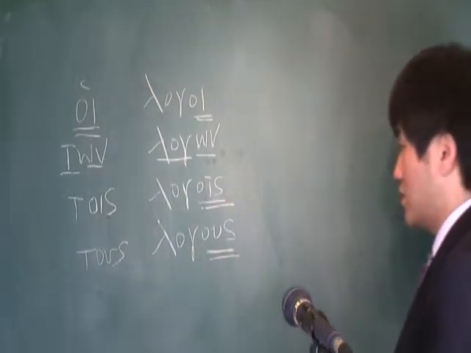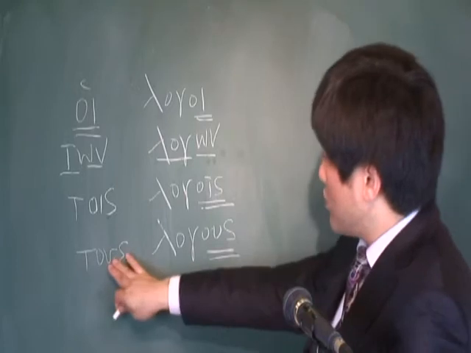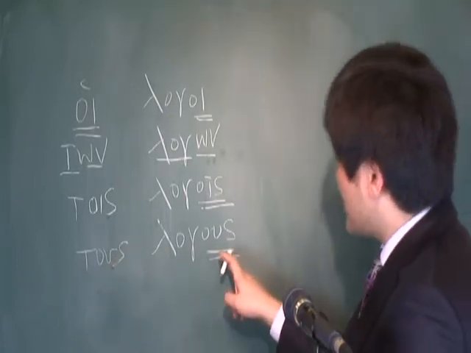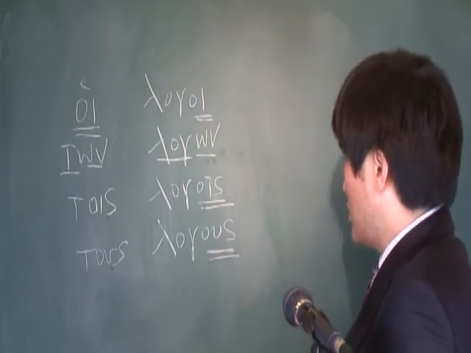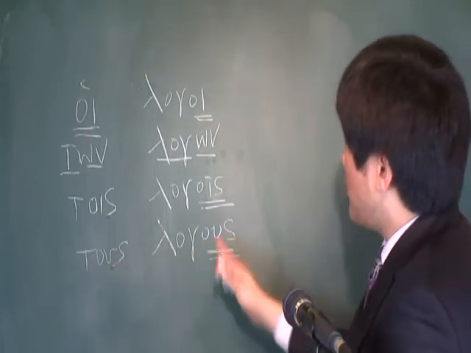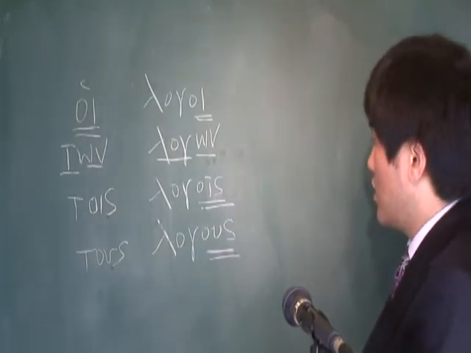Aletheia, aletheon, aletheis, aletheas. We will first add the definite article to the plural forms.